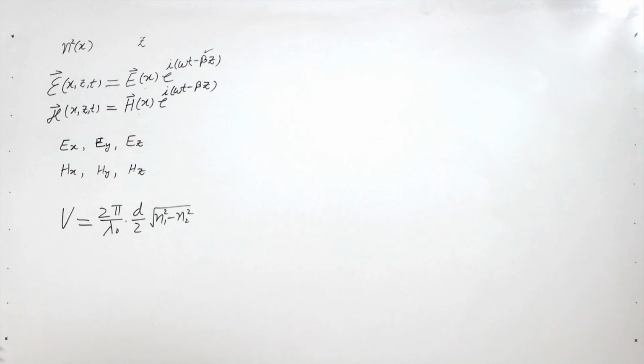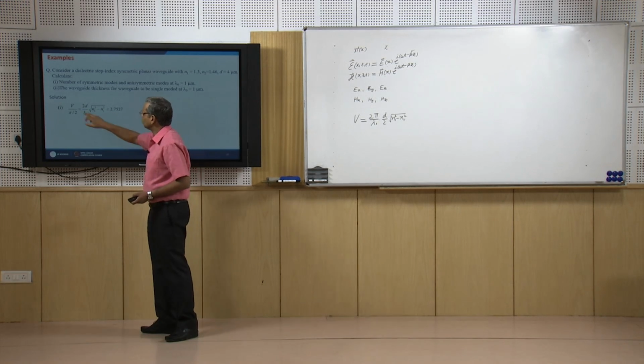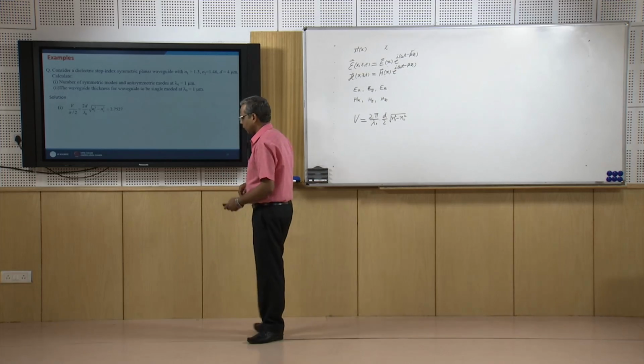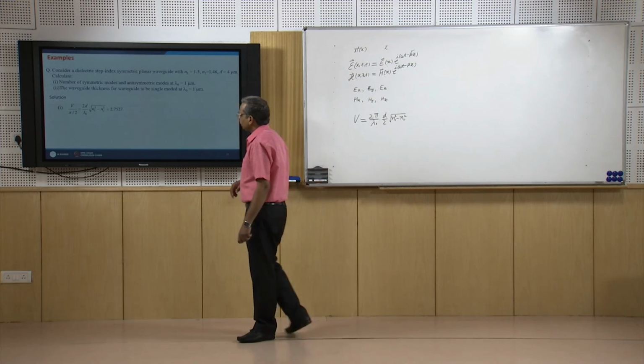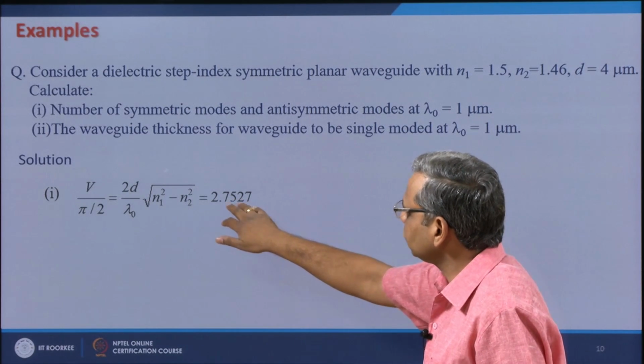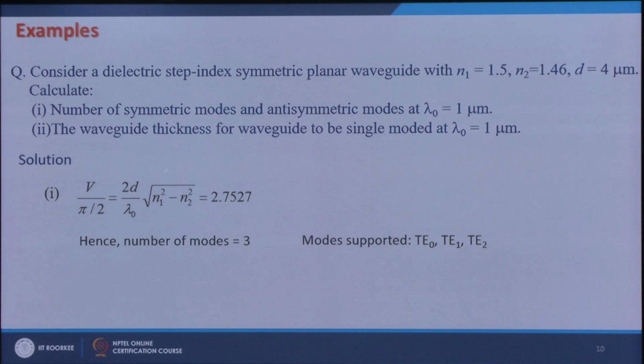So now I put the value of d, lambda naught, n1, n2 here, and I find out that this V over pi by 2 comes out to be 2.7527, which means that the number of modes should be an integer closest to but greater than this, and that is why the number of modes would be 3.